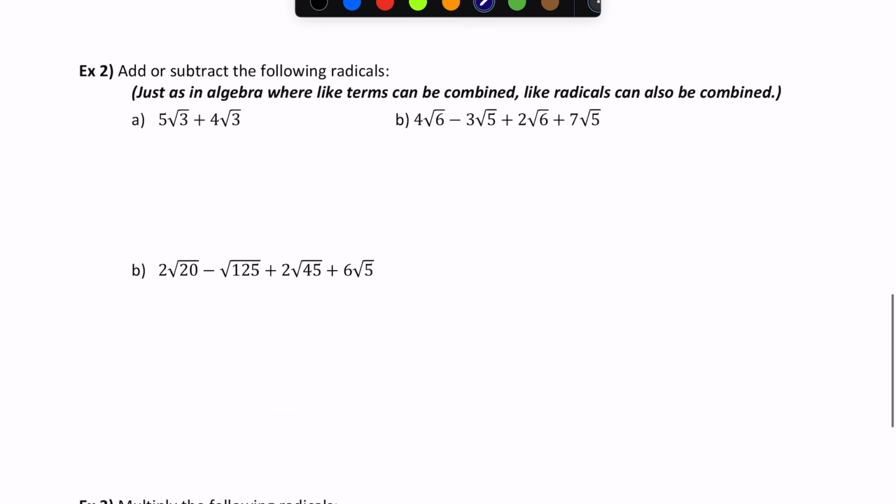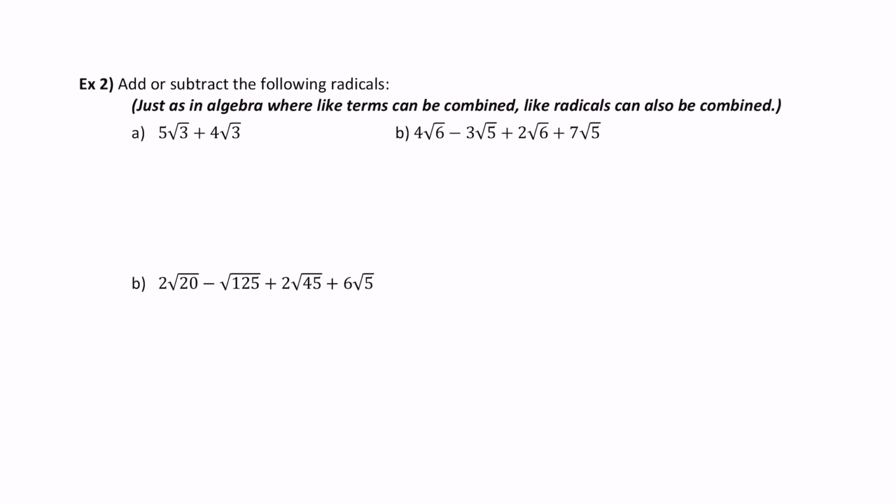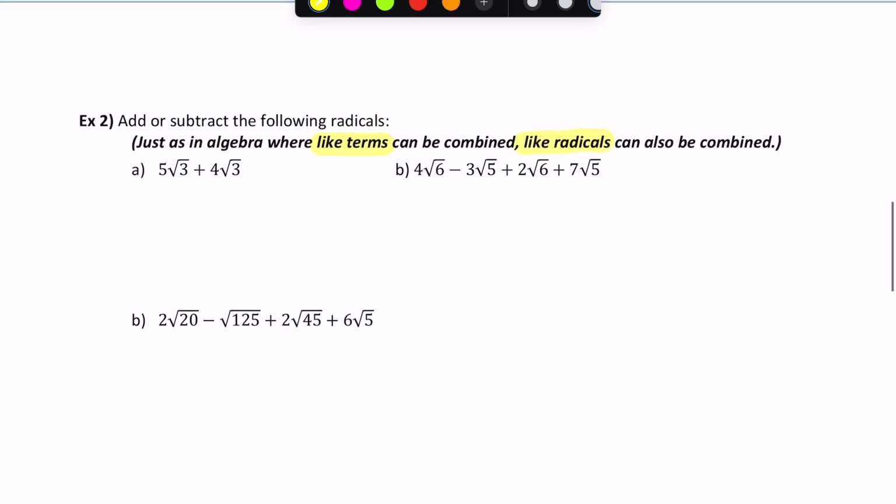Let's look at this second example. When we add or subtract radicals, just as in algebra, where like terms can be combined, like radicals can also be combined. If we look at an example, 5x plus 3x plus 2 minus 4, for combining the like terms, we know that 5x and 3x are the same, so that would be 8x. And we know that 2 minus 4, these constants, can also be combined, which would give us -2.